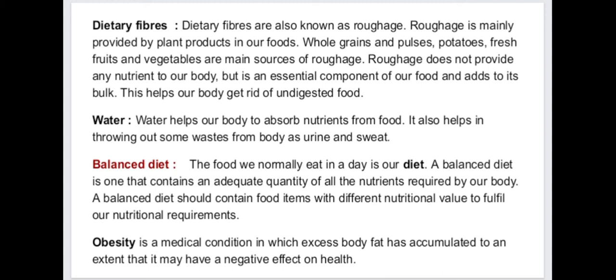So, obesity is a medical condition in which excess body fat is accumulated to an extent that it may have a negative effect on health. That means overeating is not good for health.